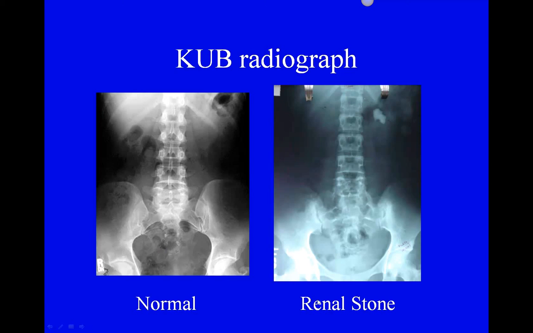So now look at this one, and I've labeled it renal stone. Can you see the stone? And you remember that about 70% of kidney stones were made of calcium, and we can see calcium on just an x-ray. So if you came in with possible kidney stones, we might just start with a KUB radiograph.